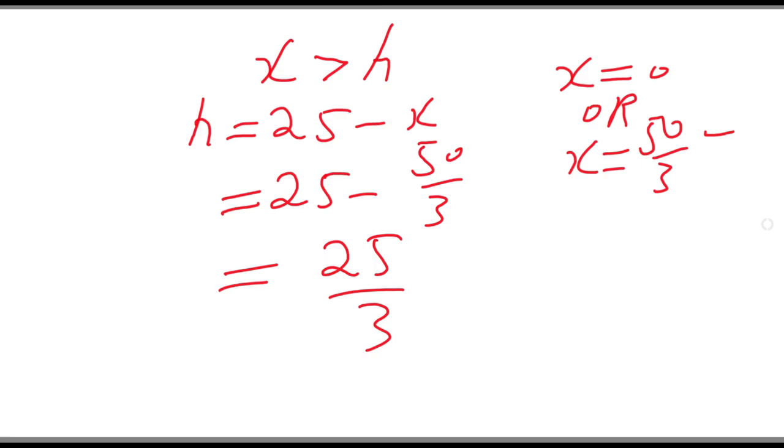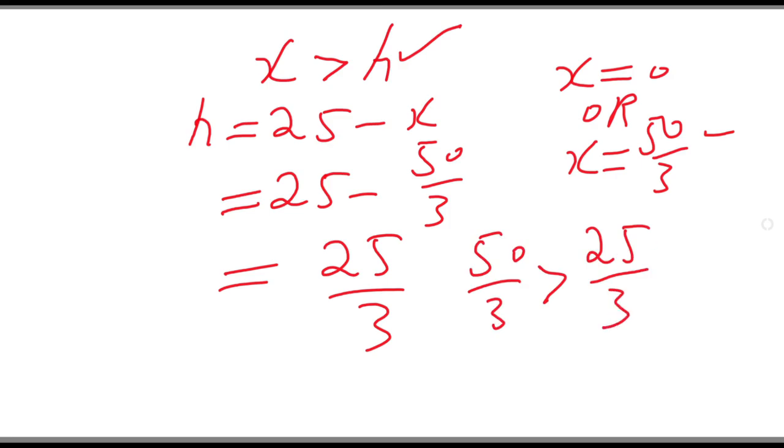Therefore, I'm going to use x equal to 50 over 3. Why? Because according to this statement, x must be greater than h. So in this case, 50 over 3 is greater than 25 over 3. That's why, therefore, the maximum value is going to be 50 over 3. This is my final answer.